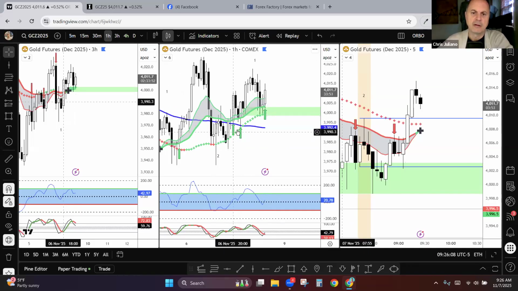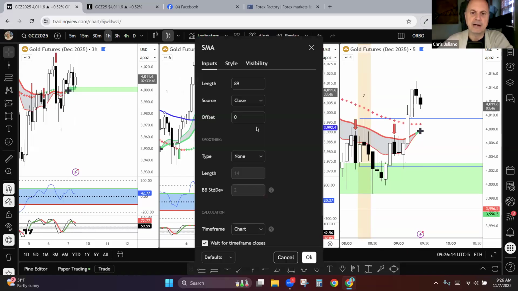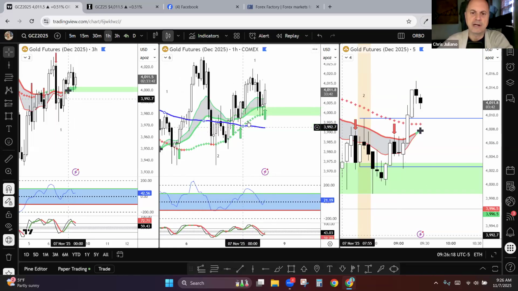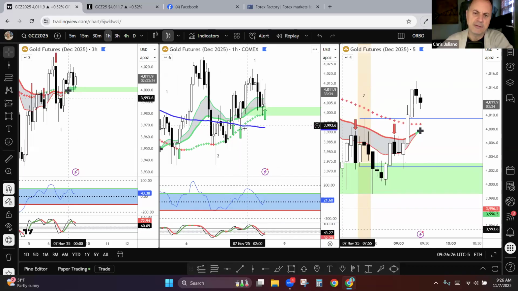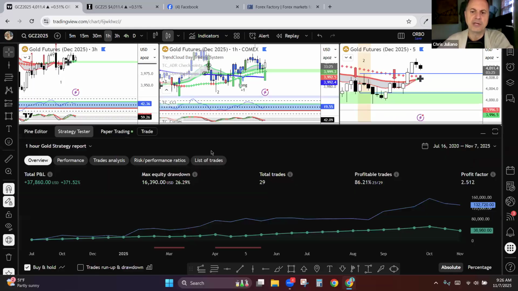1 hour chart here, the 50 simple moving average has crossed above the 89. This is the 89 simple moving average. This green line here is the 50. Got some trend cloud signals firing off as well. And the 50 has crossed above the 89. That goes into our gold strategy that we are developing. And you can see, look, 86% accurate.